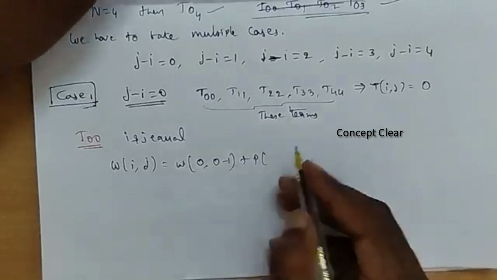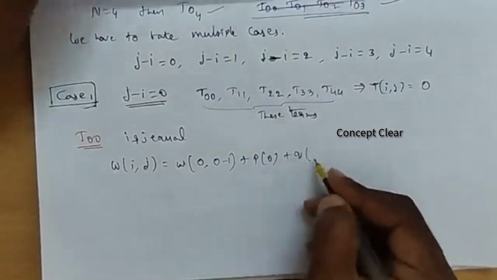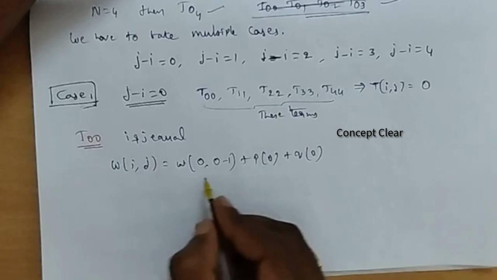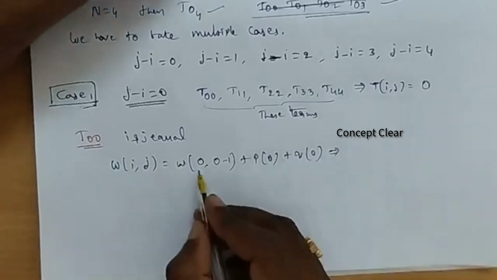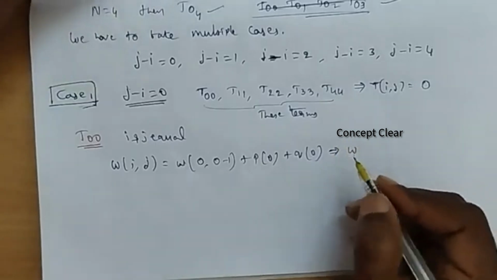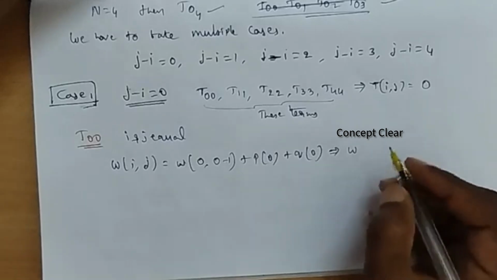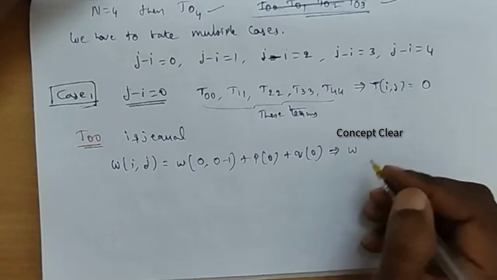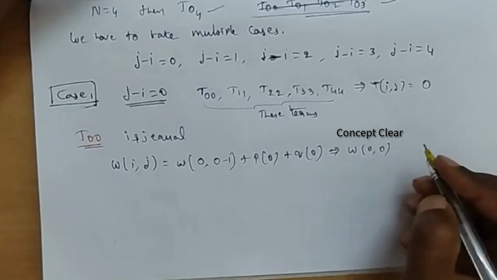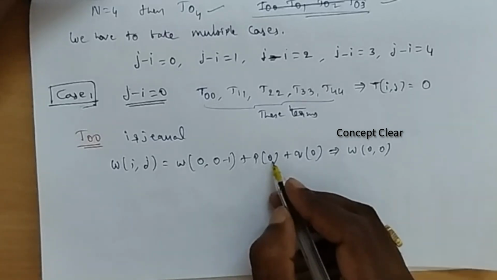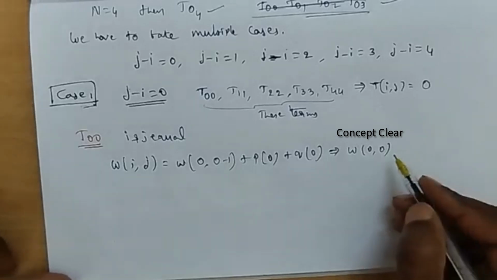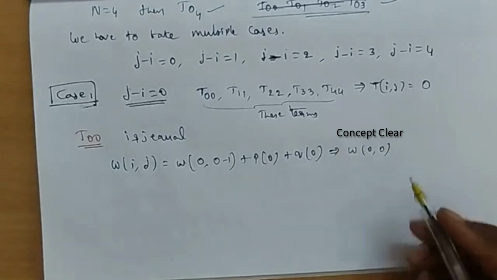What is the j value here? The j value is 0. P of 0 plus Q of j, Q of 0. If we calculate this, what is the answer? W of 0 comma 0 minus 1. So we will get W of 0 comma 0. Okay, here Q of I value is 0. And what about this one? Q of j value is also 0.